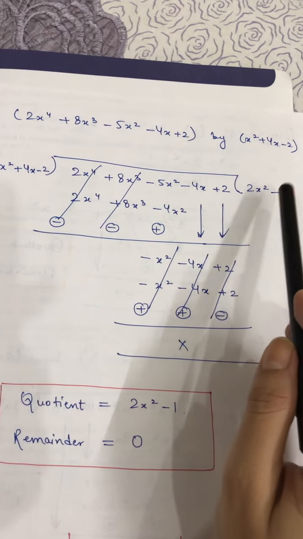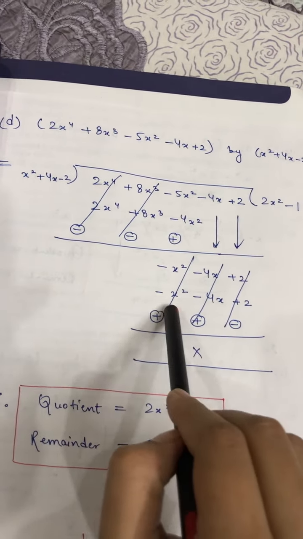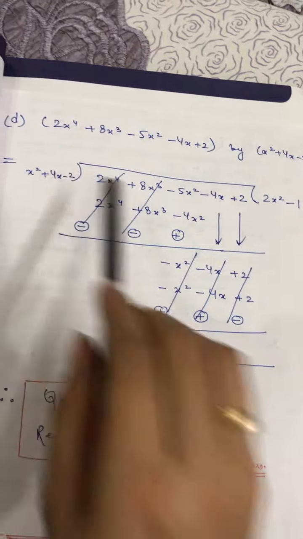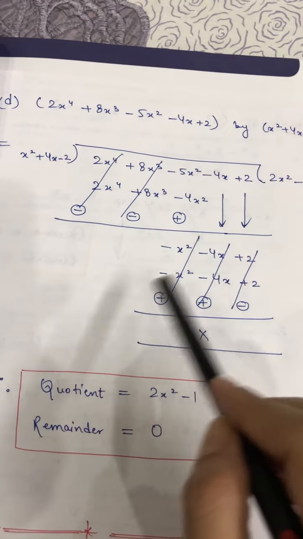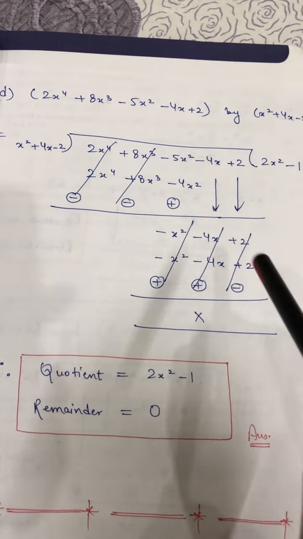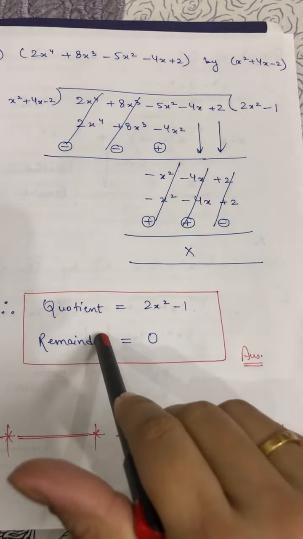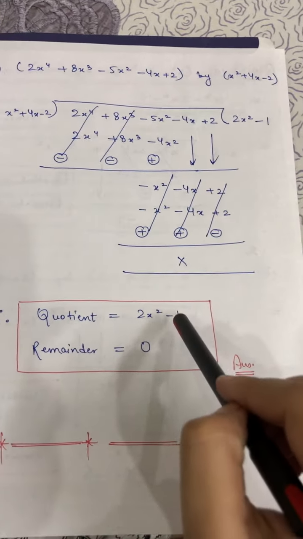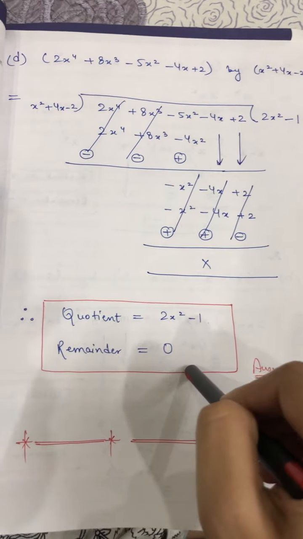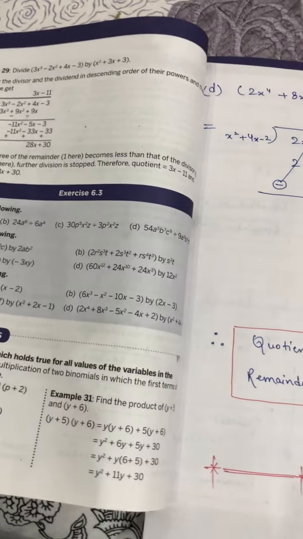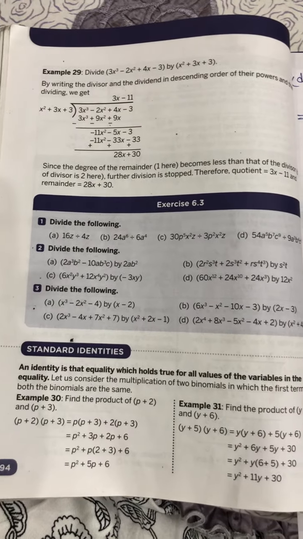So when you multiply with minus 1, it is minus x square, minus 4x, plus 2. Oppose the sign and then cancel the terms. So it is coming 0. Therefore, the quotient is 2x square minus 1 and the remainder is 0. So this was the D part. In this way, your exercise 6.3 is complete.